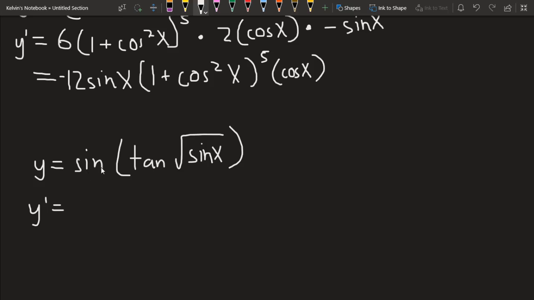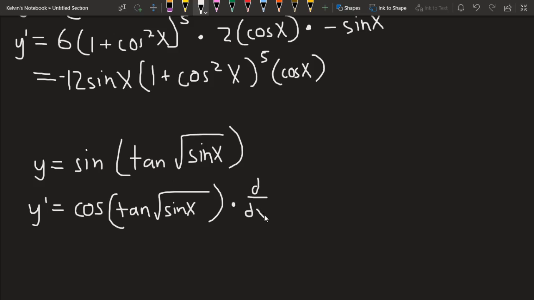So the first step here would be to take the chain rule and see what we get from there. So for the chain rule here, we would find the derivative of sine. That's just cosine. And then now we would write the inside layer. So tangent of root of sine of x, like so. And then now we have to find the derivative of the inside. So let's write that out. dx of tangent root sine of x.